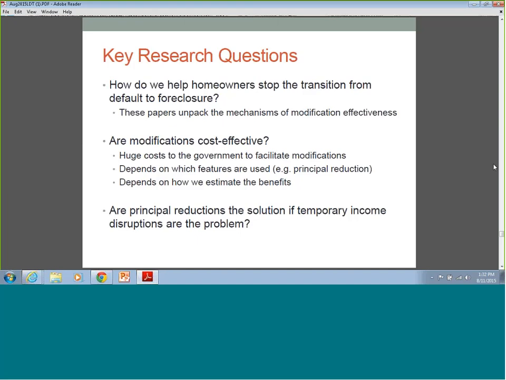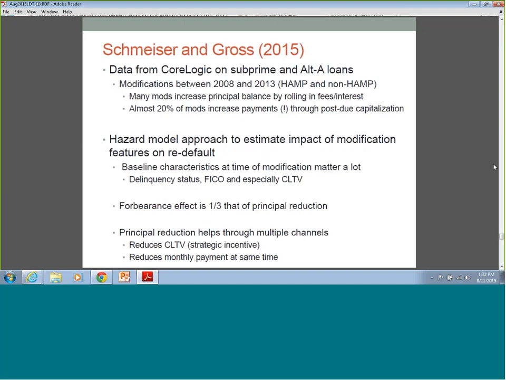Okay, so to talk just a little bit about Max's paper in more detail, there's really great data on subprime and Alt-A loans from CoreLogic, and I think one of the really striking takeaways from this paper is just how many of the modifications were increasing the payment early in the period. So in 2008, at the depth of the crisis, over a third of mortgage modifications were increasing the payment. Think about how crazy that is.